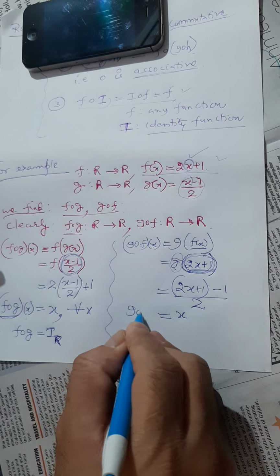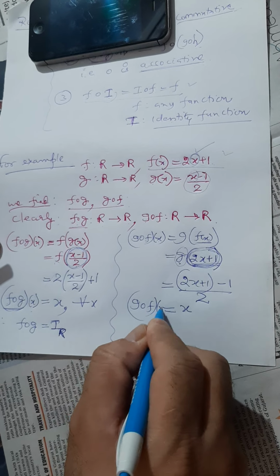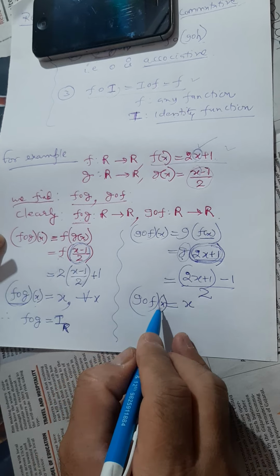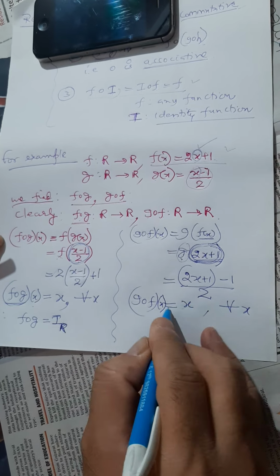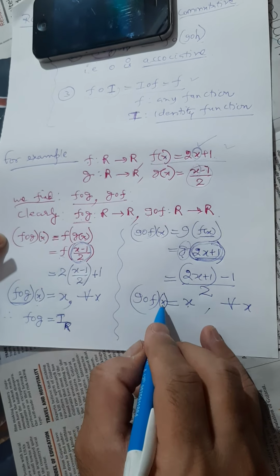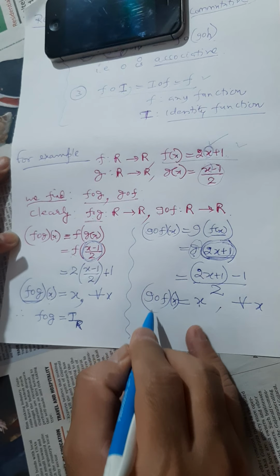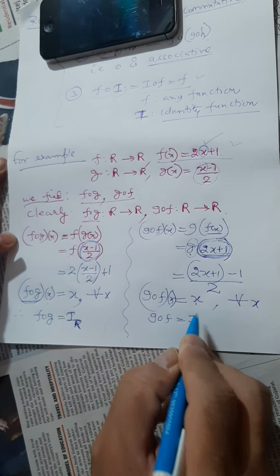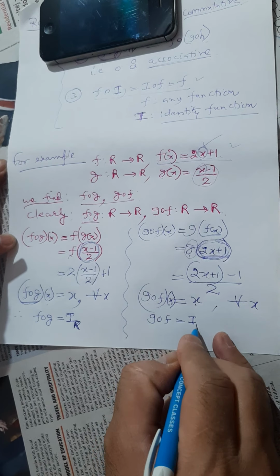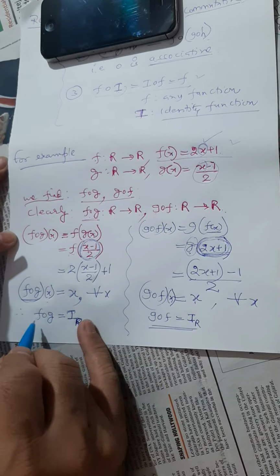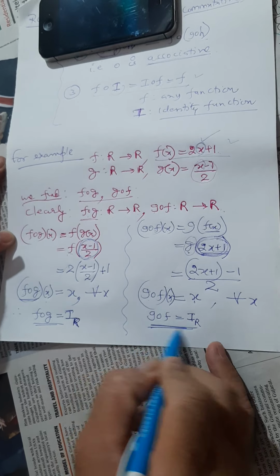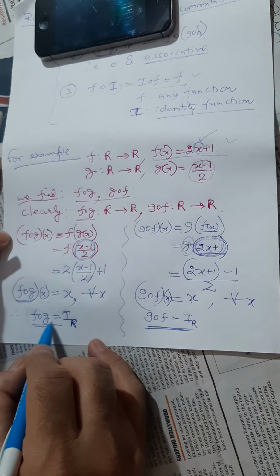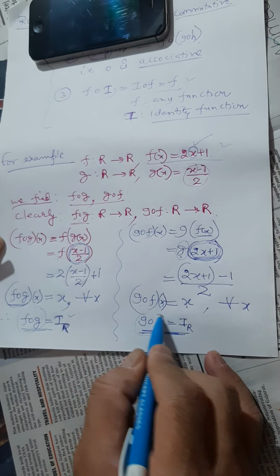This is x. So here you had started with any x and you are getting x again. So image of every element is itself. So such a function is called identity function. So this is I, R to R. So we write usually IR. So here FOG and GOF, both if I composed, you will get identity function.